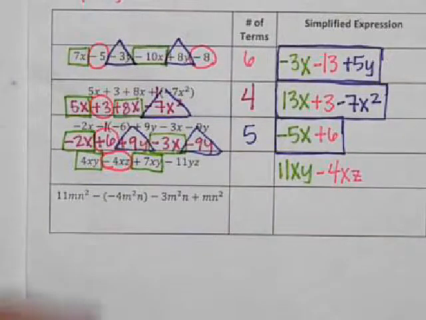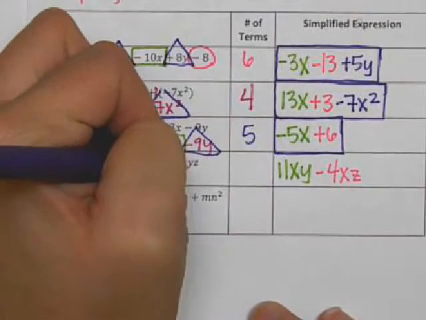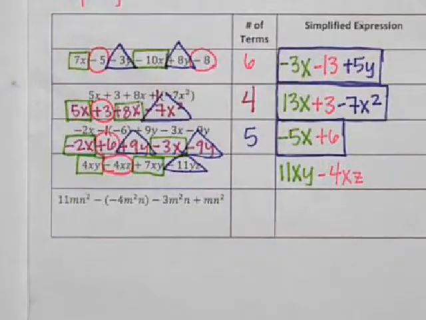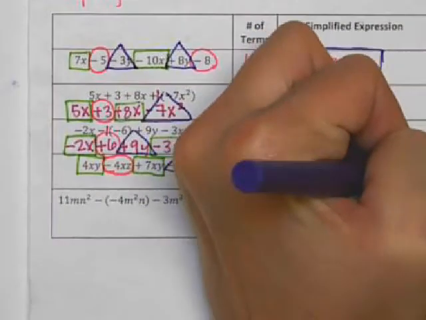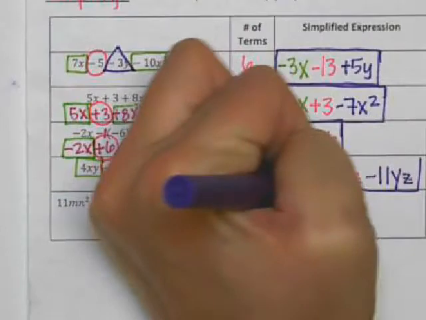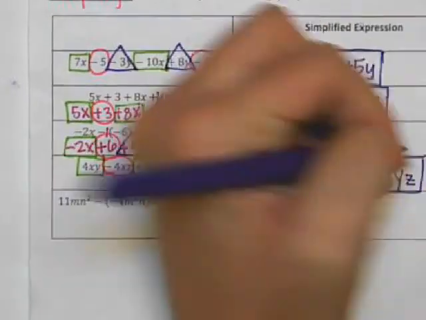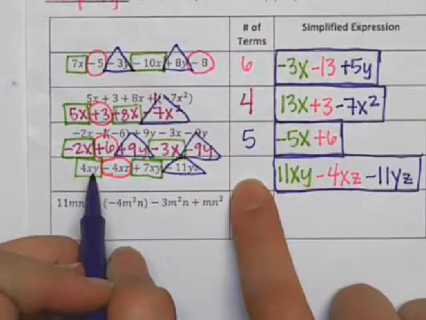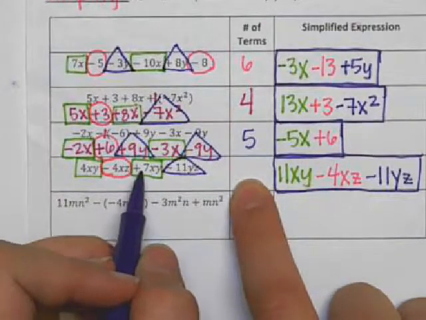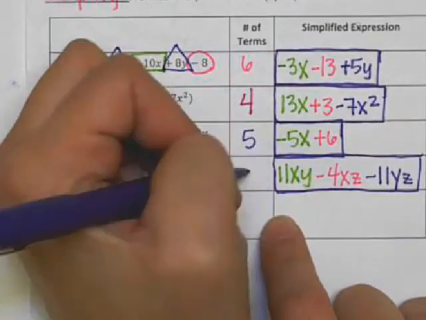And then my last term, -11yz. Does not have a like term, so I'm going to just write it on the back. And this is my answer. Oh, I forgot to write the number of terms again. I've got 1, 2, 3, 4 terms that I started with.